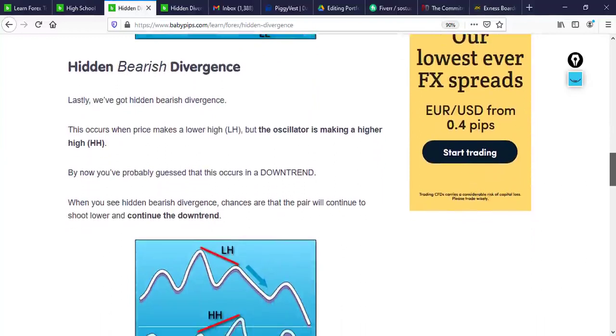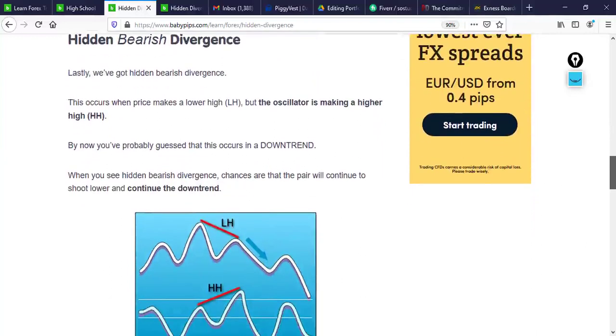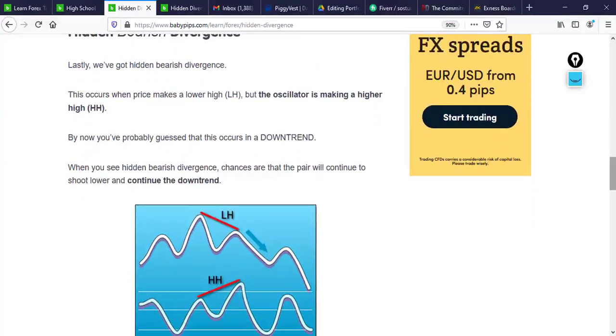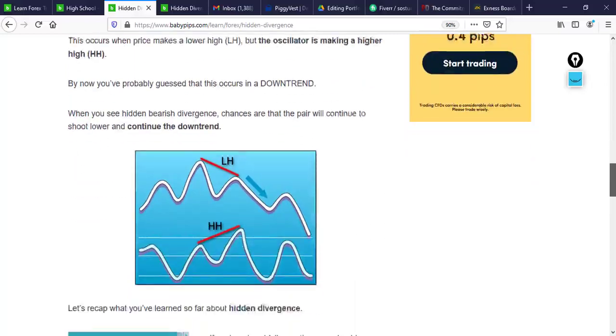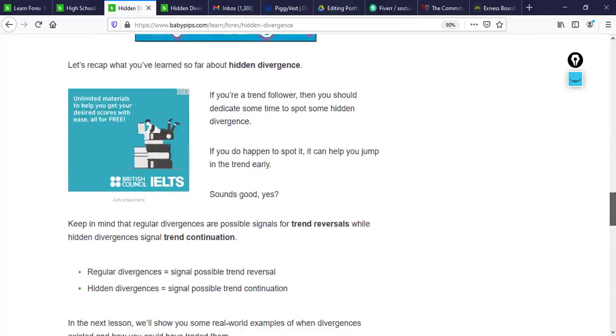Now the hidden bearish divergence. This happens when price makes lower highs but the oscillator is making higher highs. If price is making lower lows and lower highs, however the oscillator is making higher highs, just know that the downtrend is going to continue falling downwards. So this is the hidden bearish divergence. That's how you know the trend is going to continue in the same direction.